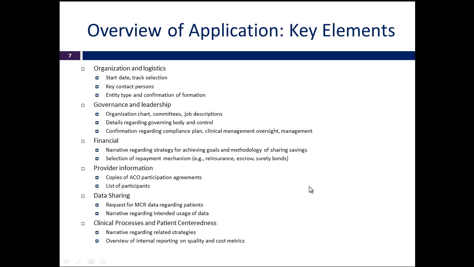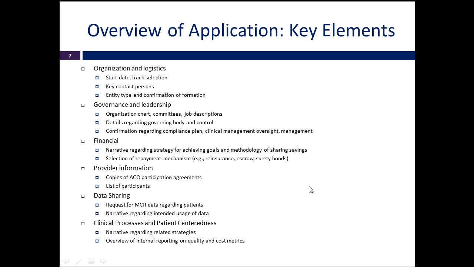Next, provider information will be required: copies of the ACO participation agreements with the providers, and a list of the participants. Next, data sharing. Medicare would like to know whether or not the ACO will request Medicare's data with regard to the particular patients associated with the ACO. This information, parenthetically, is used to create a baseline for measuring the savings or the increase in costs associated with the care being provided.